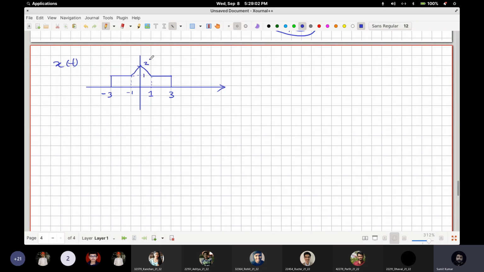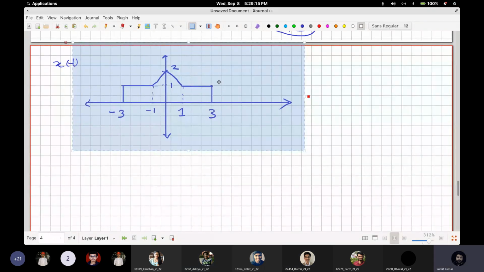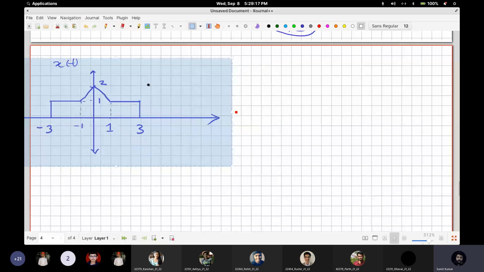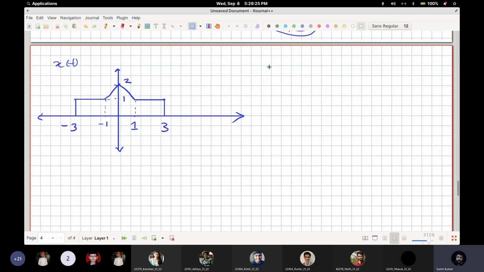Is it visible to everyone? Or should I make it a bit larger? Let me make it a bit larger in case some of you have difficulties. Okay, so this is the signal, and this is the waveform that is given. Now compute the energy using the integration method, and after that using this shortcut method.